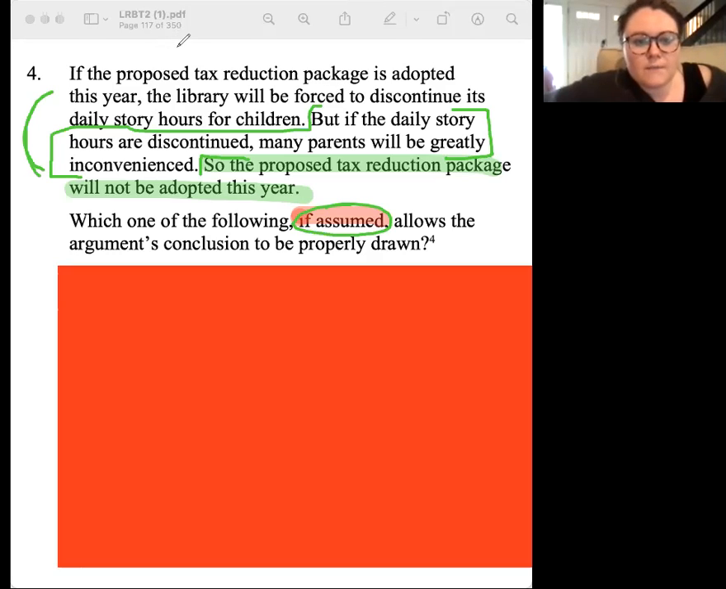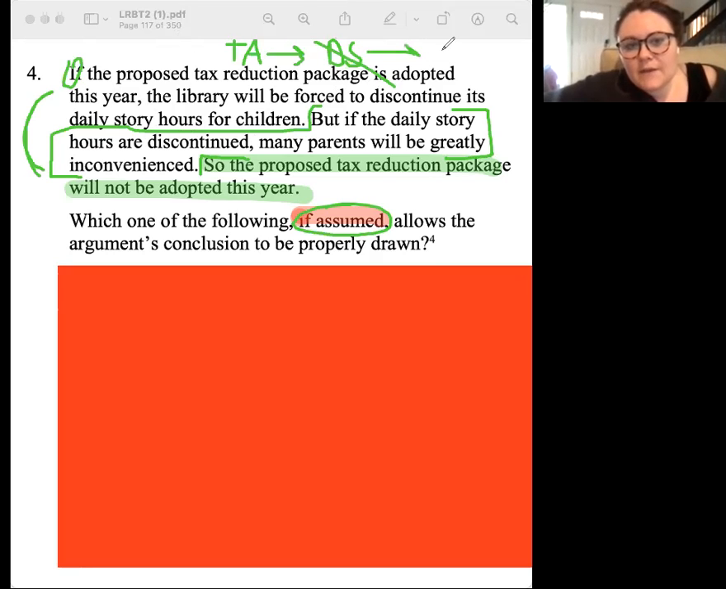so if we get the package, because "if" introduces sufficiency, right? So if the tax package is adopted, then the library will be forced to discontinue its daily story hours for children. So no more daily story hours. But if the daily story hours are discontinued, many parents will be greatly inconvenienced. So if that happens, parents are going to be inconvenienced, right? So we're trying to say that the proposed tax reduction package will not be adopted this year.